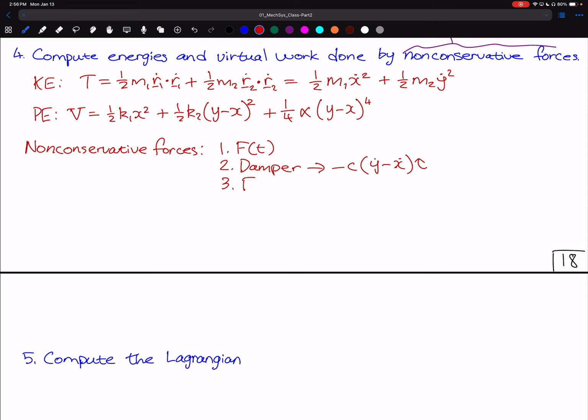And then the third is friction. We've got two friction forces, and we'll just write them out together as a whole. We're going to have minus mu m1 g times the signum function of x dot, minus mu m2 g times the signum of y dot, all of that acting in the I direction.